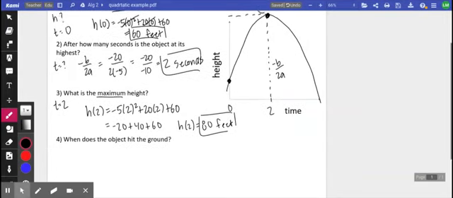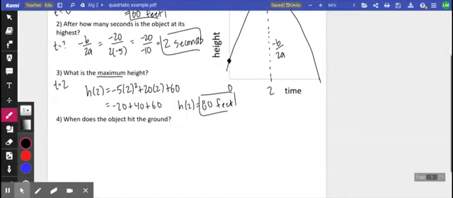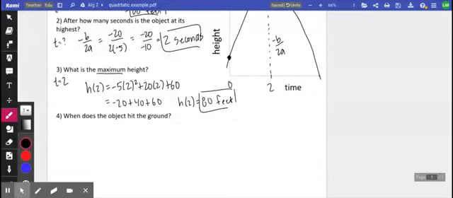Okay, last one here. When does this object hit the ground? So I'm trying to find the time, and because of this, I need to plug in a height and find the time when that height happens.